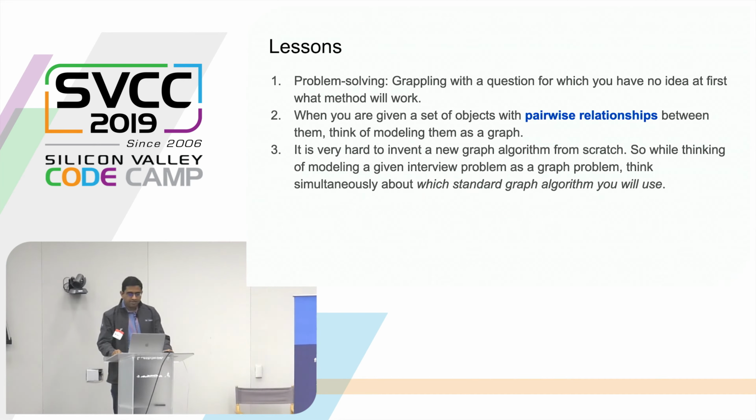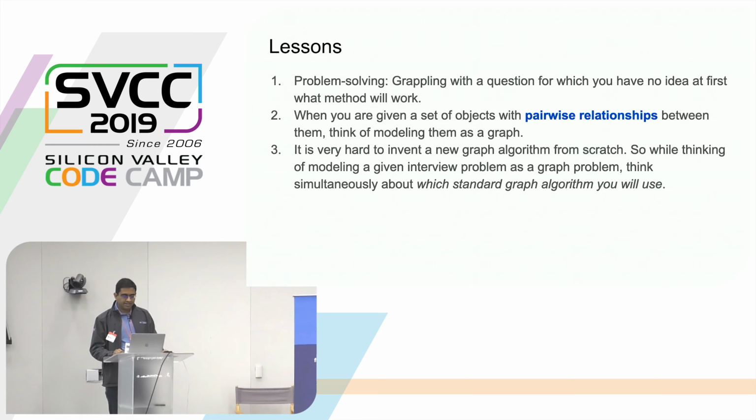The second lesson we derive from that analysis is, how do you take a given real-world problem or an interview problem in which you're given a set of objects and model it as a graph? When do you model it as a graph? The important signal is the presence of pairwise relationships between the vertices, which point you to thinking in the direction of modeling the given set of objects as vertices of a graph and these pairwise relationships as edges.